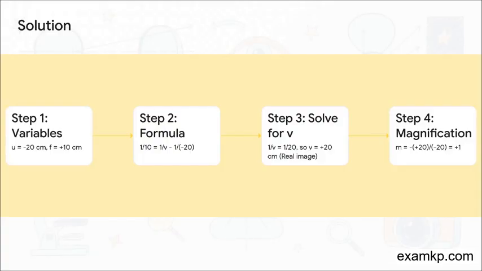Step 4. Now it's just algebra. Cross multiply. 3u equals 15 times 4, which is 60. Therefore, u equals 60 divided by 3, which is 20 centimeters. The object distance is 20 centimeters. You see, when you follow the steps, it's not so bad.